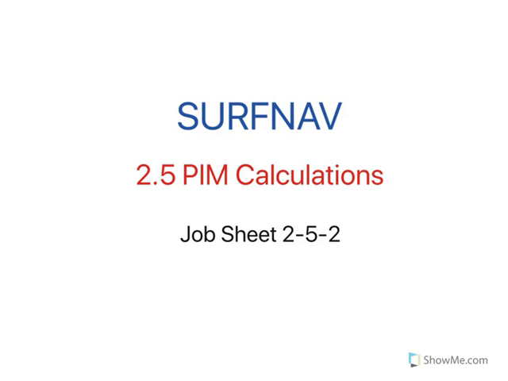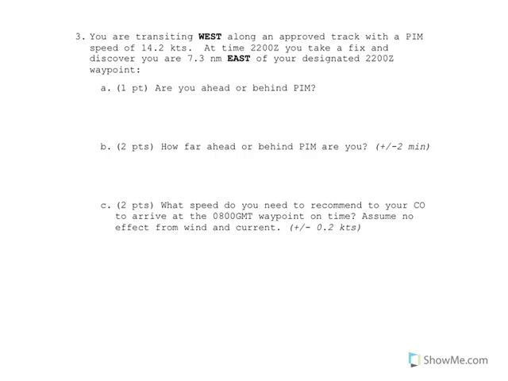And if you are following along in our job sheet, it's job sheet 2 TAC 5 TAC 2 in our trainee guide. And this is problem number 3. So for all of our PIM problems, we will always give you certain information. In this case, we'll let you know which way you're traveling. So for question 3, you're traveling west along an approved PIM track.